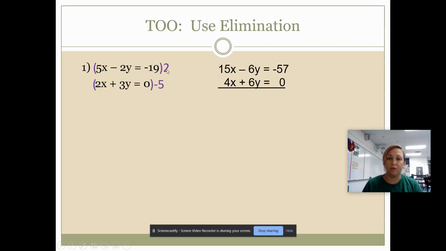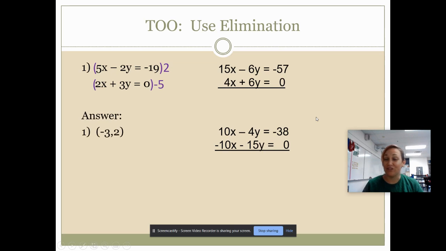Now you also could have multiplied the top one by -2 and the bottom one by +5, and you still would have gotten the right answer. Here's what I got after I multiplied and distributed. So make sure again that you're distributing to everything. You get a 10, a 4, and a 38, and then a -10, a -15, and anything times 0 is still 0. So if you chose to eliminate your x's, hopefully you got this. And let's check that final answer, which is an ordered pair, (-3, 2). This concludes our elimination video.